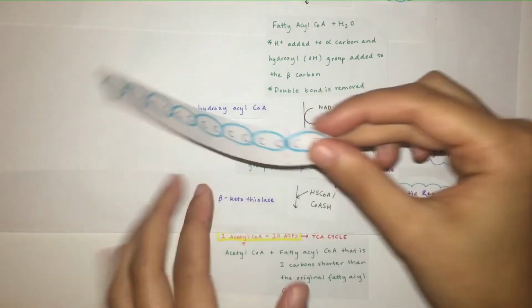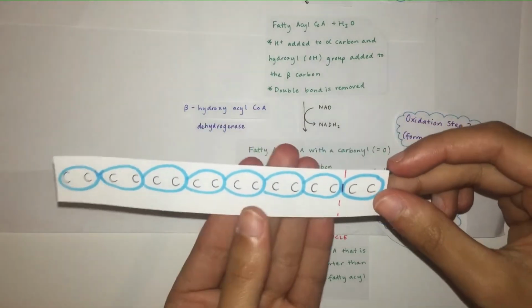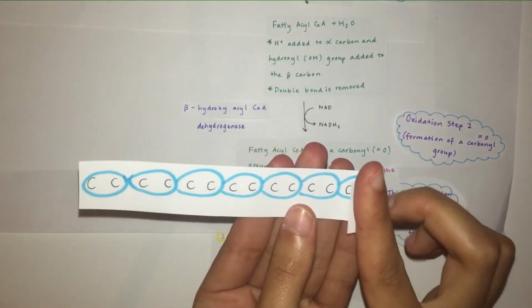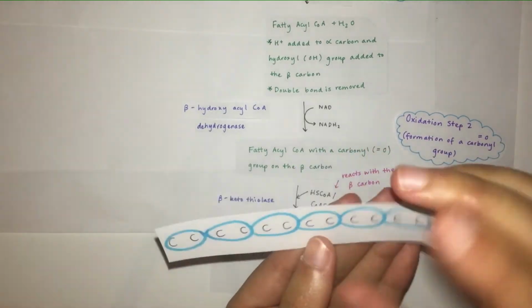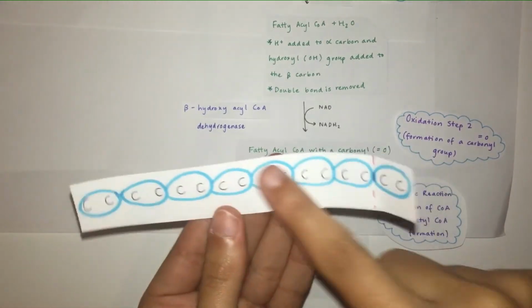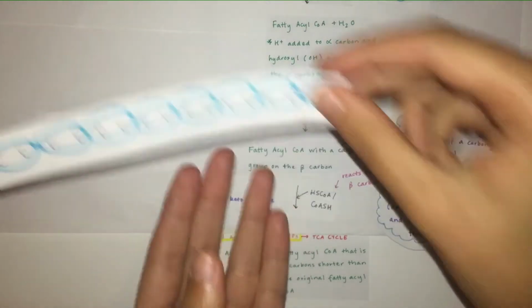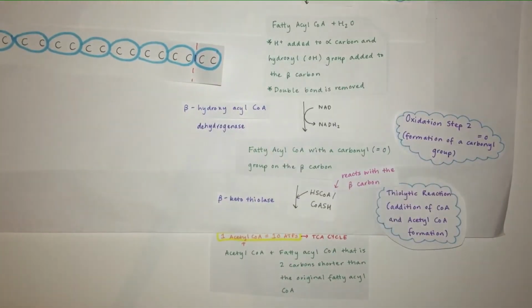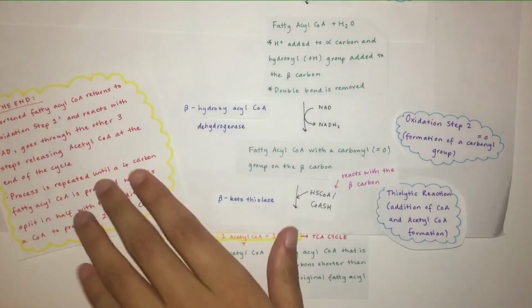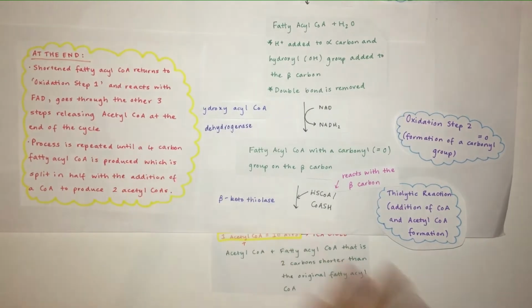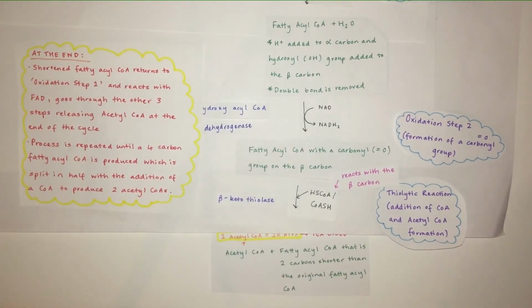So we've got 16 carbons, and each time we go through, we're removing 2. So we remove 2, we remove 2, and then we remove 2, remove 2. So we remove 2 until we get to the end, and that's why I've drawn this red dotted line. So at the red dotted line, what's going on? So let's think of what happens at the end. So I've written it out here to help you to understand what's going on.